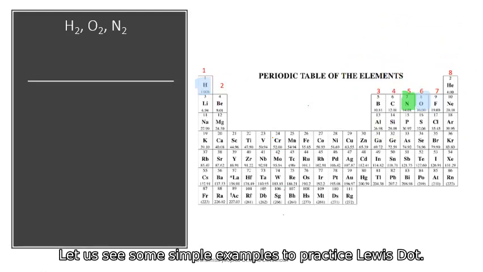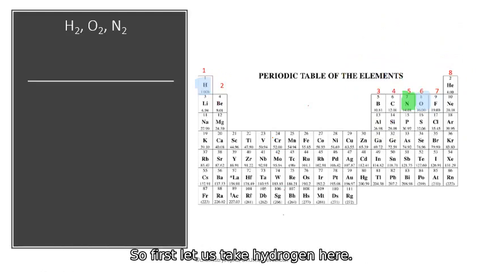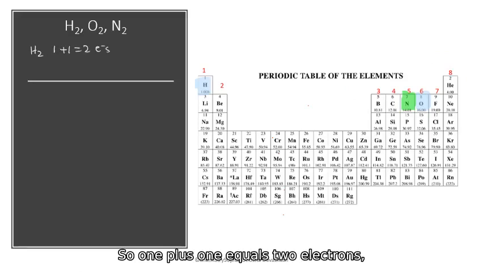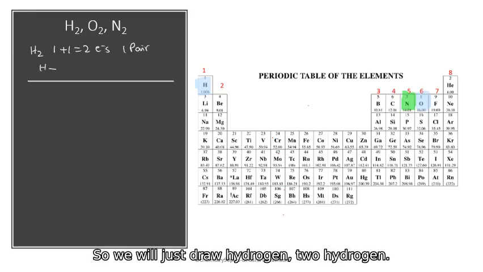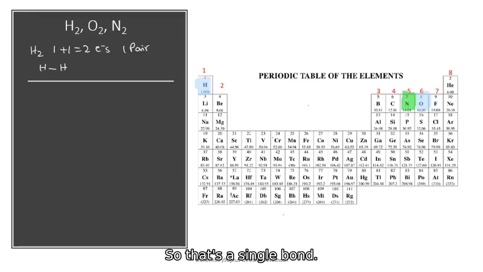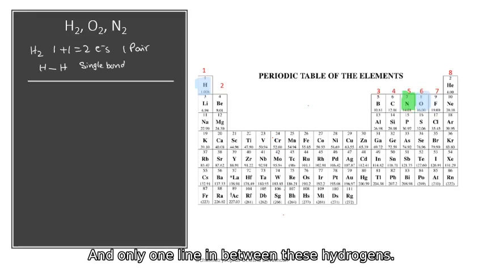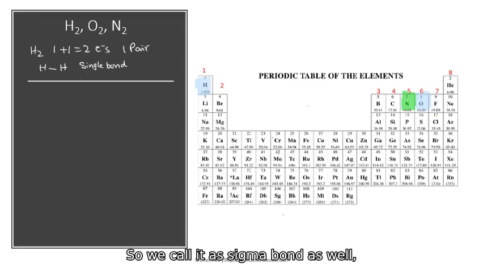Let us see some simple examples to practice Lewis dot. First let us take hydrogen. Hydrogen is in the first group, so one valence electron. We have two of them, so 1 plus 1 equals 2 electrons, which is one pair of electrons. So we will just draw hydrogen to hydrogen. That's a single bond, with only one line in between these hydrogens. We call it a sigma bond as well, which is represented this way.